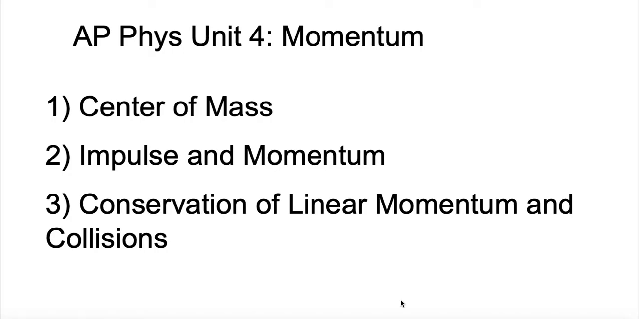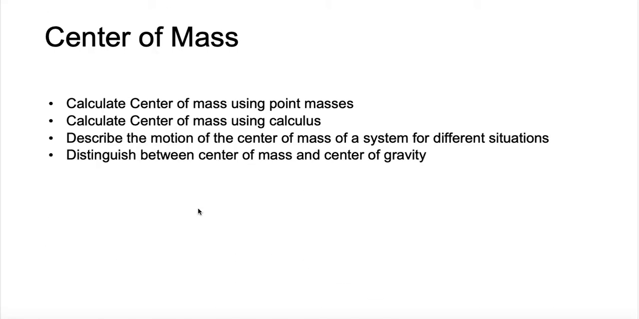Hello, this is Dr. Butler, and this is AP Physics, and we are going to discuss Unit 4, Momentum. These are the three main topics: center of mass, impulse and momentum, and the conservation of momentum and collisions. So first of all, the center of mass.